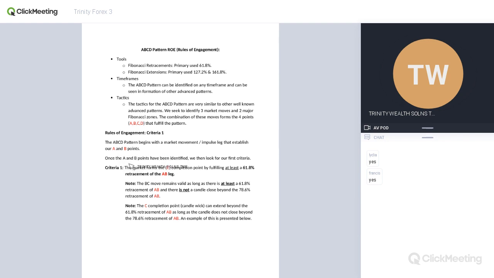Once the A and B points have been identified, we look for our first criteria. The AB leg gives us a starting point to draw our Fibonacci from point A to point B, so that it can generate the ratios for us. We see where we're expecting the next leg to be formed. So criteria number 1: the market forms the C completion point by fulfilling at least a 61.8% retracement of the AB leg.